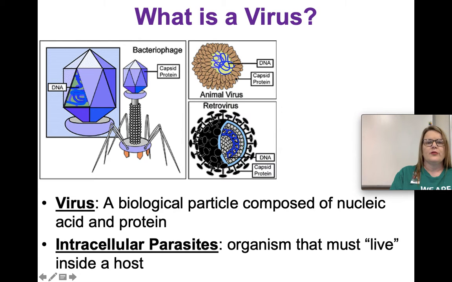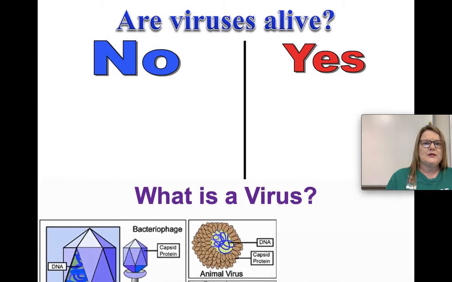And then here's some different types of viruses. I mentioned there'll be several different shapes and everything. Animal virus here has the capsid protein looking almost like a flower shape with the DNA on the inside of that. And this retrovirus is kind of with the capsid or protein all around the outside of it, and then the DNA on the inside there. Intracellular parasites are organisms that must live inside a host, and I have live in quotation marks because a virus isn't technically alive, but that's how it functions.